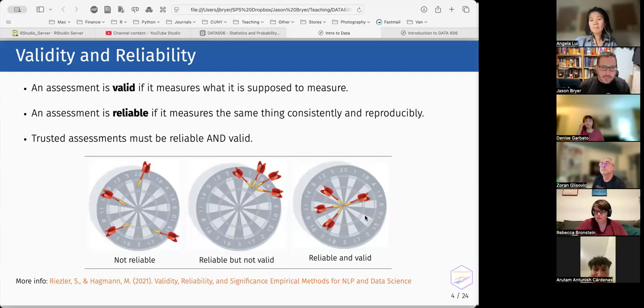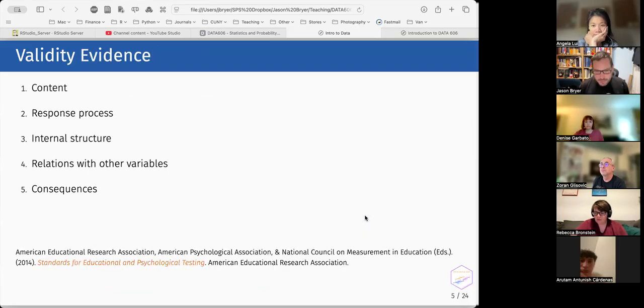As data scientists, we don't talk about this enough. We just kind of blindly put variables in a model, we look at predictions, and we may or may not be measuring what we intend. Now, Angela, do you want to chime in a little bit, because you're more of the expert in terms of validity evidence, right?